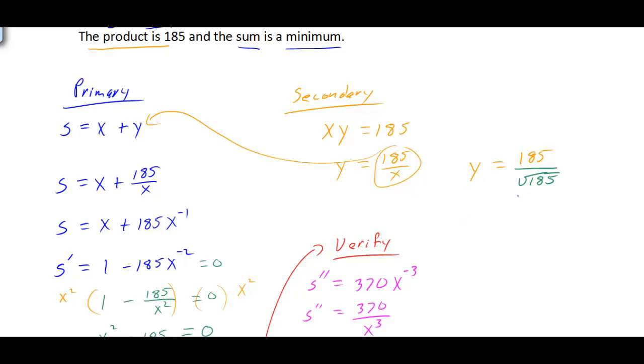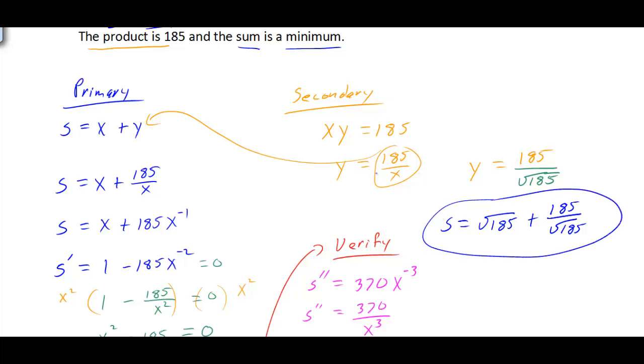So that means our two numbers would be x is equal to the square root of 185, and our y value, which is 185 over the square root of 185. So there's our two numbers that if we multiply together, their product is going to be 185, and when we add the two numbers together, we're going to have our minimum sum. That's going to give us the smallest sum of two numbers added together that multiply to 185.